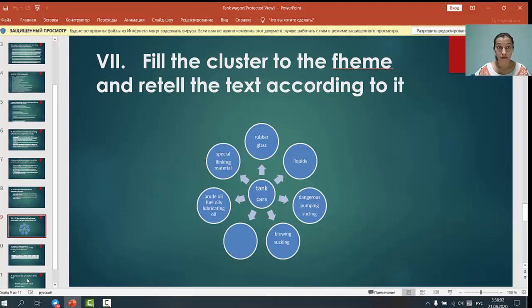Well, dear students, this given exercise: fill the cluster to the theme and retell the text according to it.